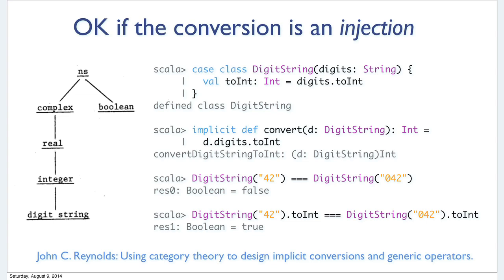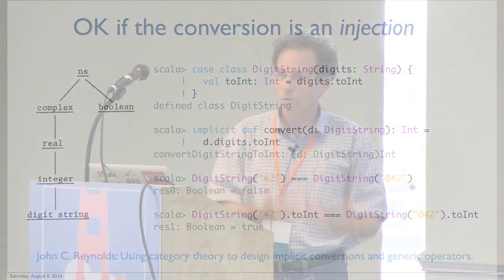Paul Snively actually tweeted a link to a paper a few weeks ago that gave me something more formal. It's John Reynolds, using category theory to design implicit conversions and generic operators. What he said is it's OK to do it if it's an injection, and an injection is an implicit conversion that doesn't lose information. When you convert from int to long, all of the possible values of int fit in a long, so you can't lose anything. So it would make sense to allow equality comparisons between integers and reals, and between reals and complex numbers, because integers fit inside reals, and reals fit inside complex numbers.